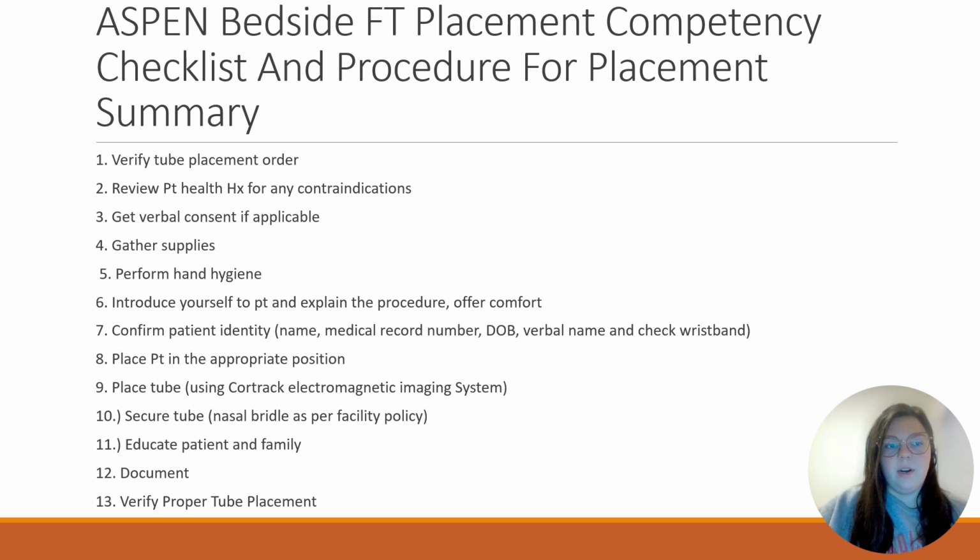The steps in the summary include verifying the tube placement order, reviewing the patient health history for any contraindications to the feeding tube, obtaining verbal consent if applicable, gathering the appropriate supplies, performing hand hygiene, which should also be done upon entry to a patient room, introducing yourself to the patient and explaining the procedure, offering comfort, allowing the patient to ask any questions that they may have, confirming the patient's identity in various ways, so obtaining their name, their medical record number, their date of birth, and doing a verbal name check as well as checking their hospital ID wristband to ensure that you have the correct patient.